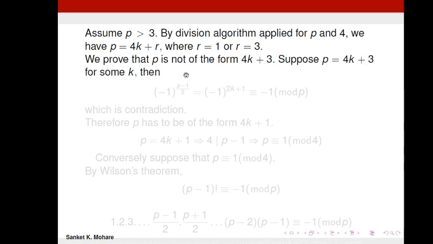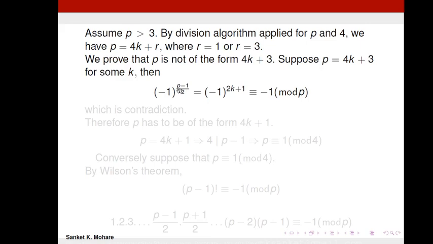Now we claim that p is not of the form 4k plus 3. Here we have to prove that p is not of the form 4k plus 3, meaning simply that r is also not equal to 3. Suppose p is equal to 4k plus 3 for some k. Then we know that minus 1 to the power (p minus 1) by 2 is congruent to minus 1 modulo p.